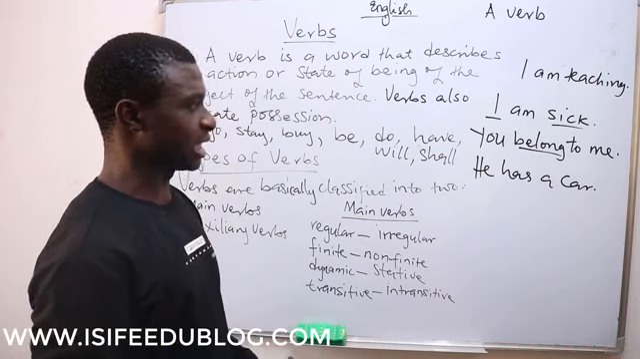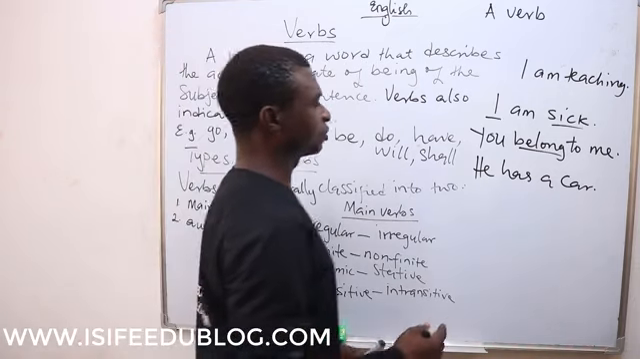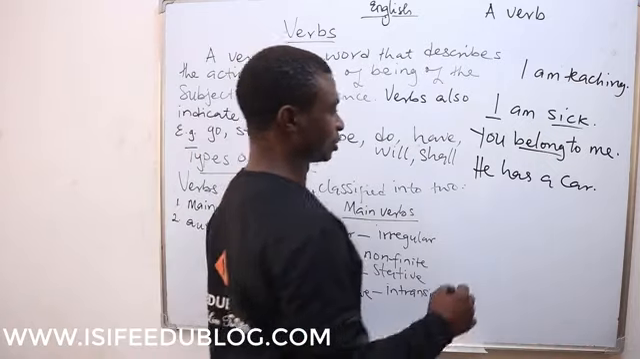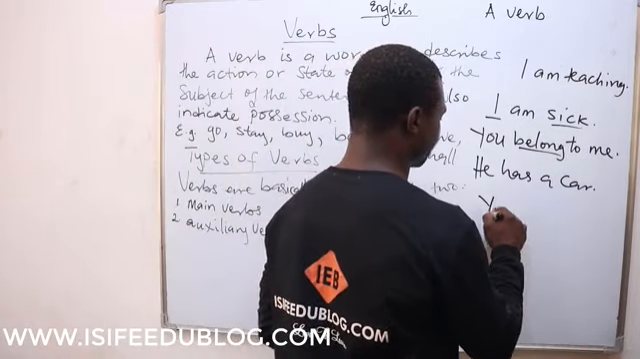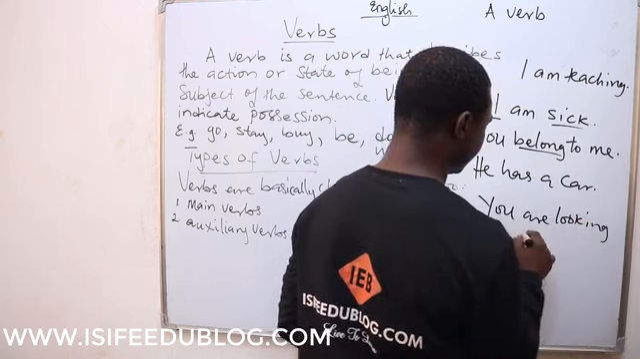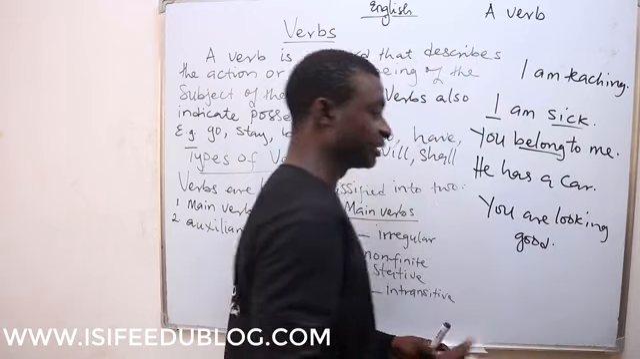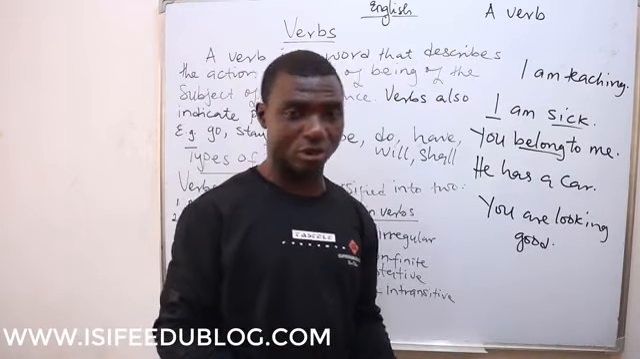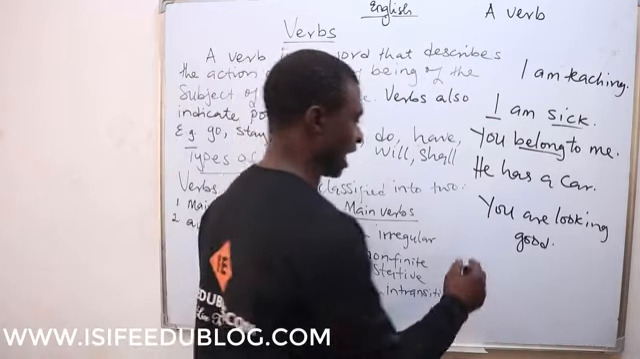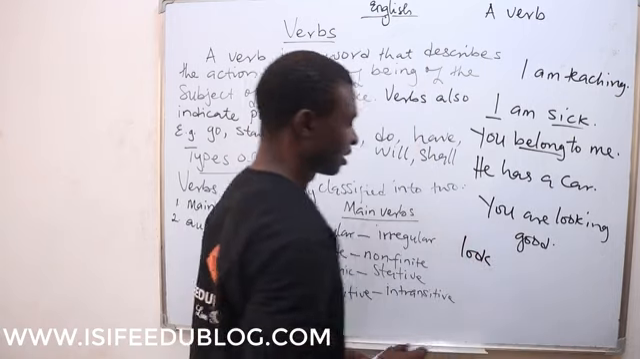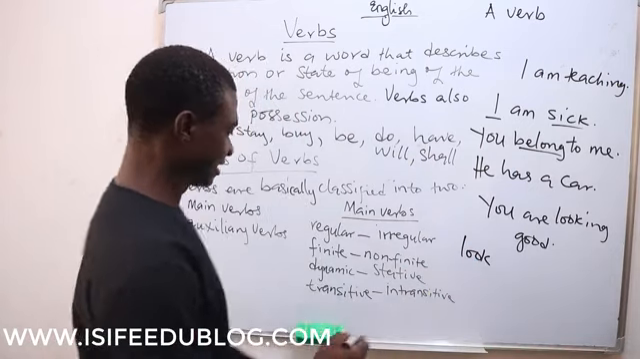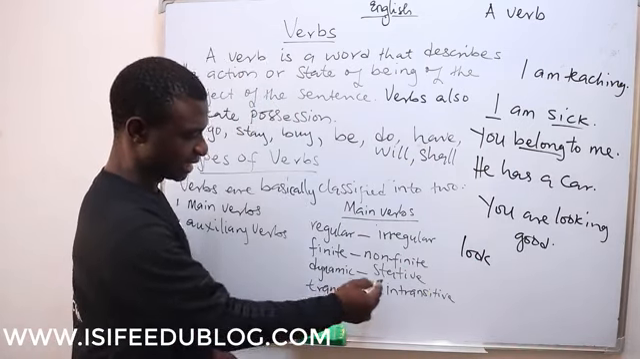What was the implication I said I would relate to you? If you continue to say that a verb is an action word alone, the tendency is that you continue to make such mistakes as you are looking good. I said it's a mistake, so I mean it is wrong to say that somebody is looking good. The reason is this: look as a verb can be an action verb or a stative verb. That's what we have here: dynamic and stative.